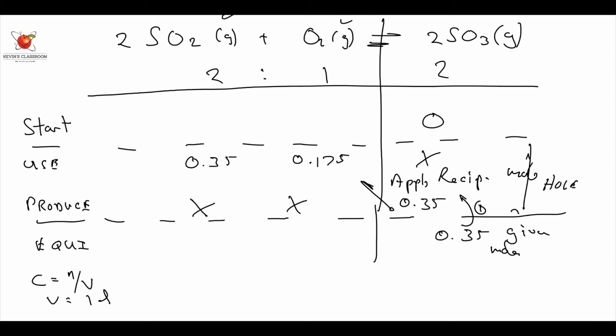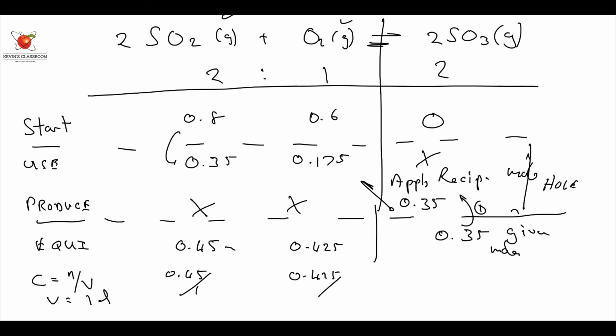Lastly, they said, all right, you started with 0.8 moles of this and 0.6 moles of that. So what did I do? I started with 0.8, I used some, therefore I must subtract it off. And at equilibrium, I end up with 0.45 moles. And over here, 0.6 minus that one is 0.425 moles. Right? Logical, isn't it? If I start with it, I use it, it's not there anymore. Concentration, 0.45 over 1, 0.425 over 1, and 0.35 over 1.